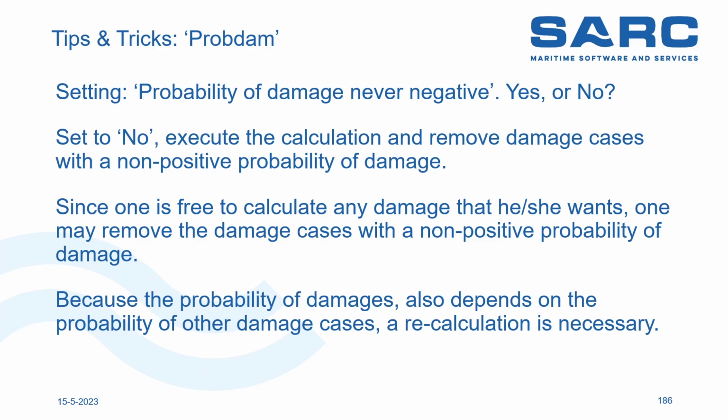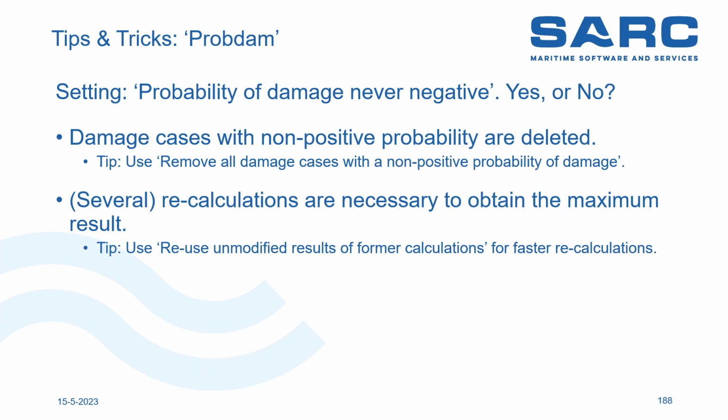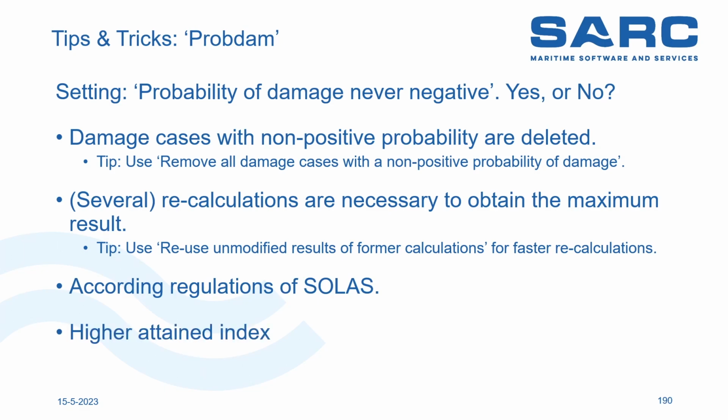Since one is free to calculate any damage case that he or she wants, one may remove damage cases, even the ones with a non-positive probability of damage. But because the probability of damages also depends on the probability of other damages, a recalculation is necessary. And probably a couple of recalculations. So the damage cases with non-positive probability are deleted with the tip of remove the old damage case I just showed you. Then several recalculations are necessary to obtain the maximum result. So we do a recalculation, and again, there will be damage cases with a non-positive probability of damage. We remove them again until the number of damage cases remains the same. It's according to regulations, and it has, I believe, the highest attained index possible.